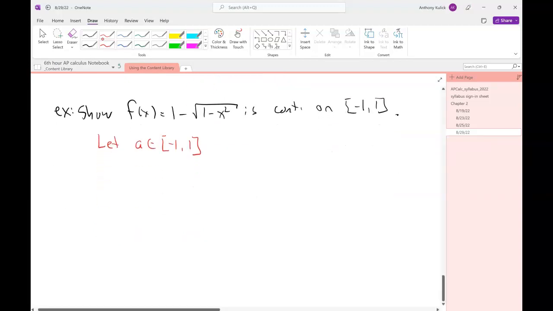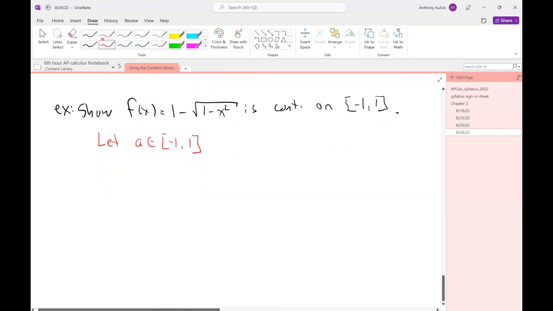And then we want to show two things. First, we need to show a is in the domain of f of x. And we've seen that we have to be careful about this, because in that first example of continuous at a point, I showed you an example where if you didn't check the values in the domain, it would be very easy to conclude something was continuous when it wasn't.